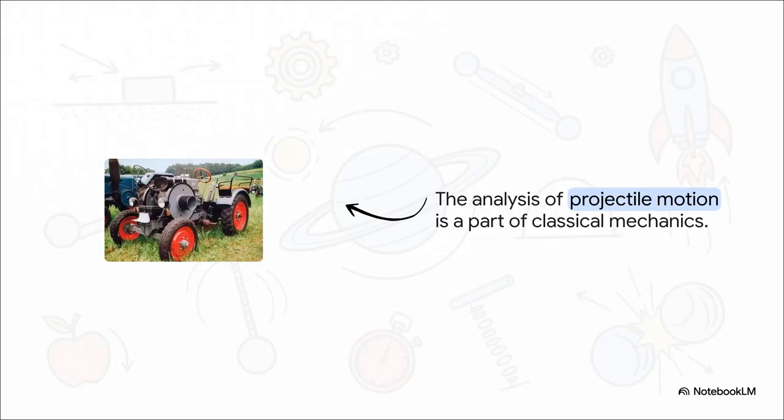And here's a perfect everyday example of kinematics in action: projectile motion. Anytime you analyze the path of, say, a ball that's been thrown, you are doing kinematics. You're just describing its arc, its trajectory, the how, without yet getting into the why, which would be the force of gravity pulling it down.